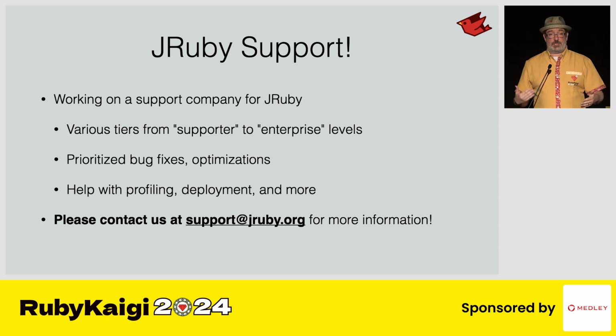We're still working on what this is going to look like, but there will be a JRuby support company. We will work with you to help get JRuby into production, to do targeted bug fixes, targeted optimizations. I have some ideas for new optimization work that we could be doing if we get this sort of funding. If you're interested in learning more about this, please contact us at support@jruby.org. We're going to be rolling this out over the next month or two. This is going to be the best way for us to keep JRuby a viable project, keep it part of the Ruby ecosystem.